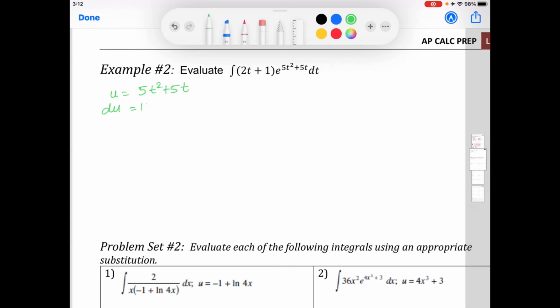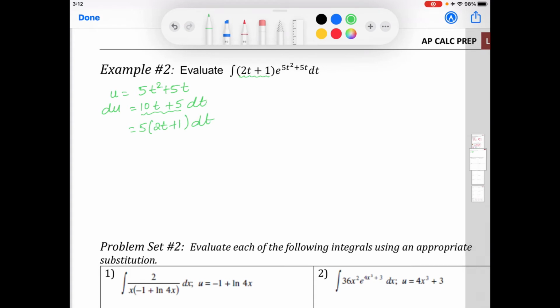So this is going to be 10t plus 5 dt. If you look here, I have 2t plus 1. So how can I make this 2t plus 1? Can I not factor out the 5? If I factor out the 5, I'm left with 5 times (2t plus 1) dt.